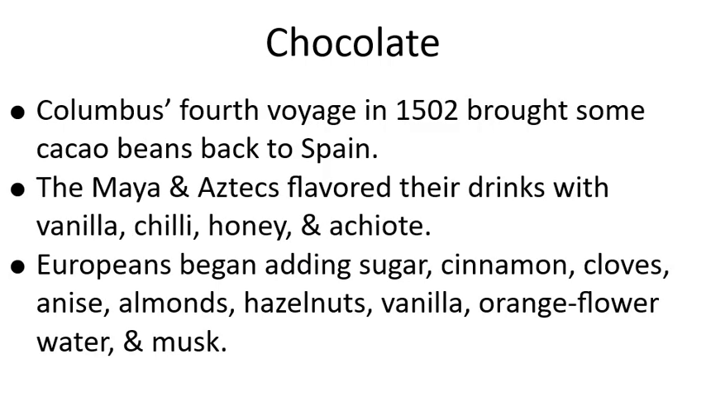Christopher Columbus first brings cacao beans back to Europe when he returns from his fourth voyage to the Americas in 1502. Up until this point, the Mayan and Aztec people flavored their chocolate drinks with the spices that they had available to them, namely vanilla, chili, honey, and achiote, to make the bitter drink more palatable. The Europeans began adding other flavorings available to them, such as sugar, cinnamon, cloves, anise, almonds, hazelnuts, orange flower water, and musk. But the drink was still very different from the sweet hot chocolate that we might make today.